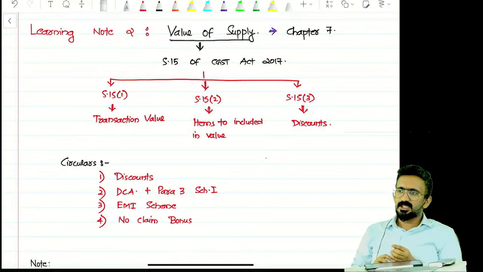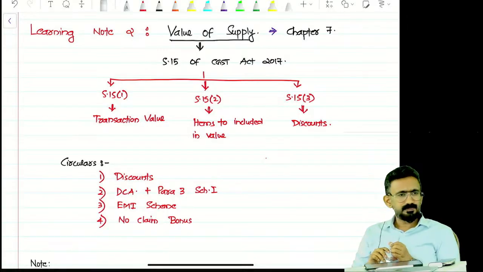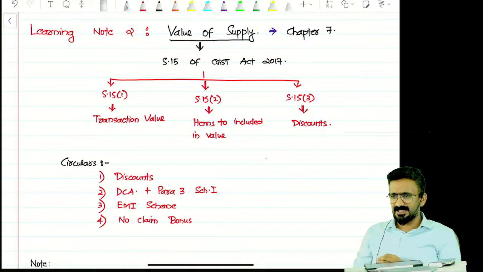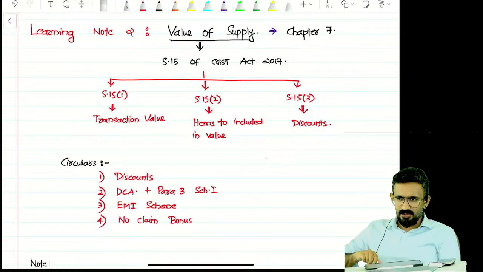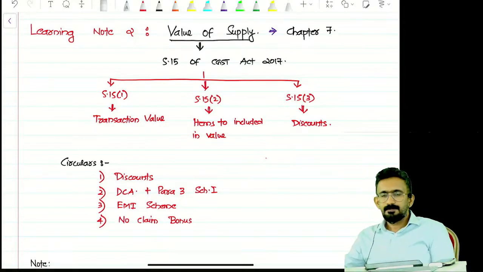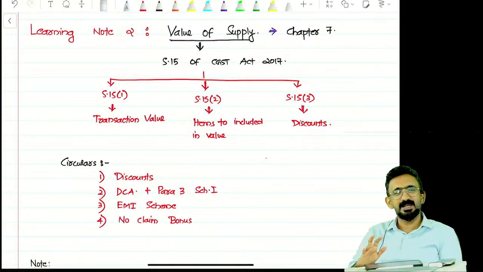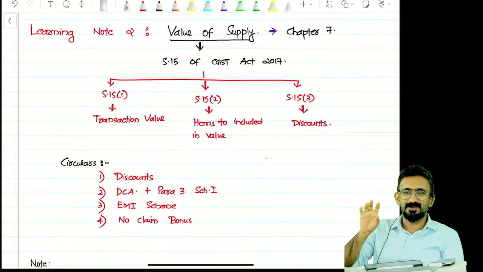Section 15 is what you study from value of supply. A very simple chapter. Analyze the chapter as W2. Questions can be tricky. English can be tricky inside. They can use language to convert. What is this chapter 7? One chapter that we can learn independently in terms of a question.